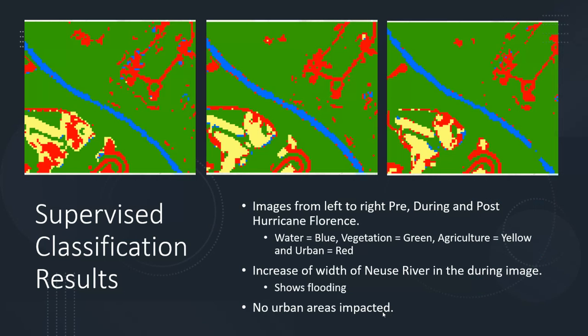Here we have the supervised classification results for each image. From left to right is the pre, during, and post-hurricane images. Again, blue represents the water, green is vegetation, yellow is agriculture, and red is for urban areas. As you can observe, there is an increase in width of the Neuse River during the hurricane that subsides again for the post-hurricane image. This represents the flooding that occurred. From these images, it does not appear that any urban areas were impacted by the flooding. One thing to note is the disruption of the Neuse River in the last image. This was due to a shadow that was cast in the image, causing those pixels to be classified as vegetation rather than water.